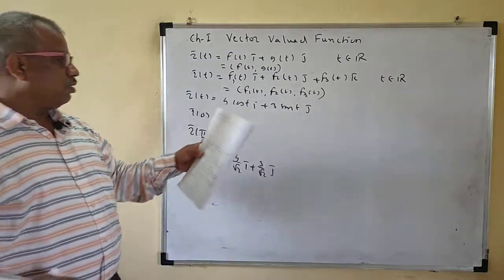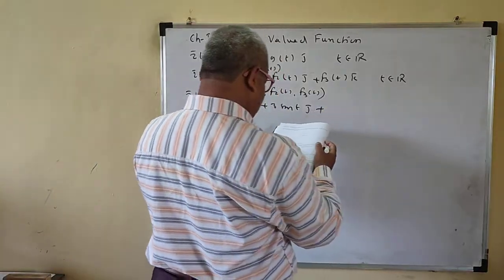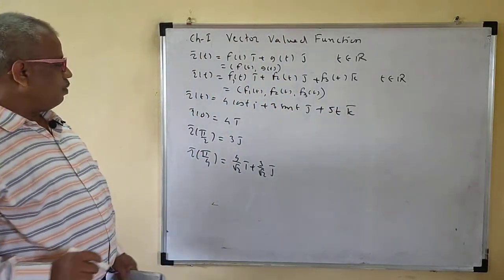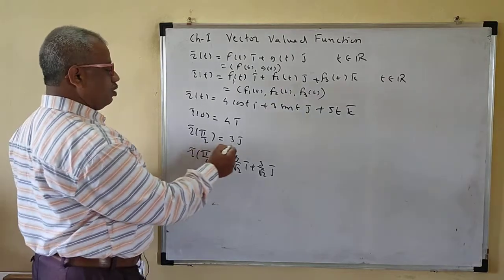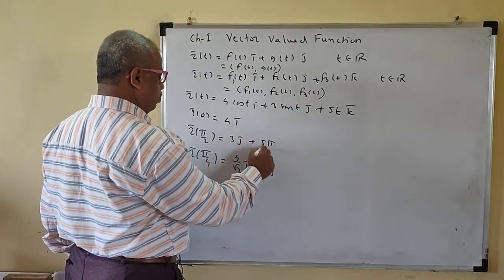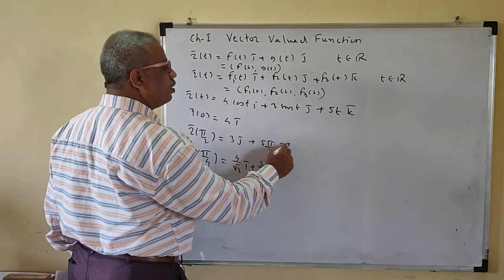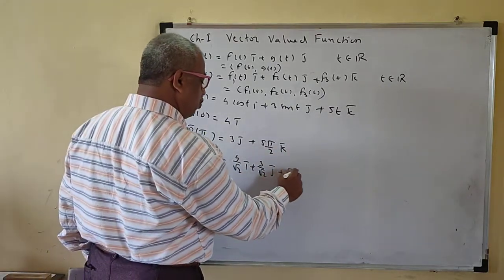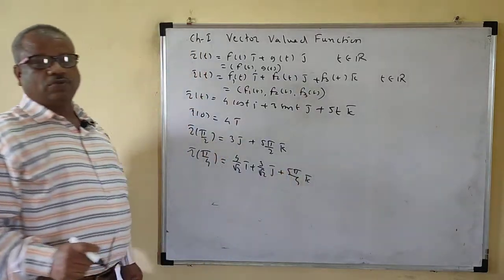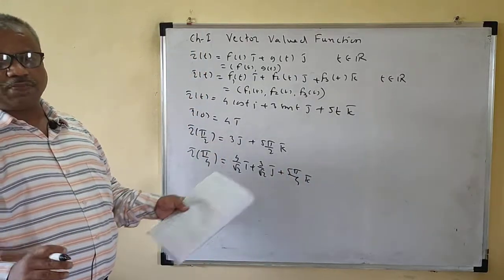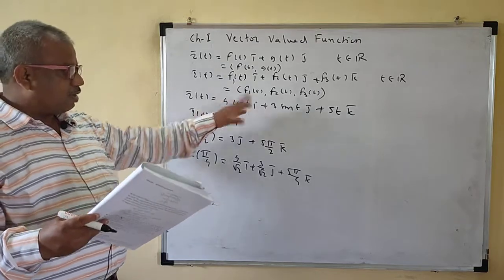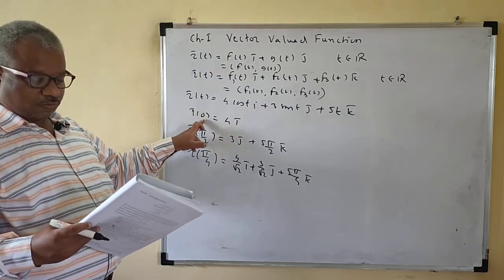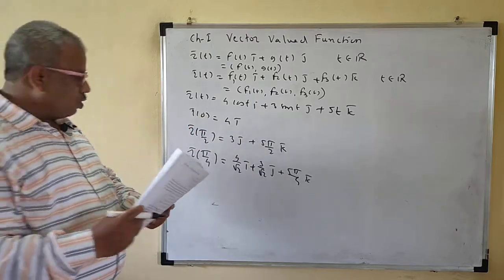Suppose here we have one more term, 5t k bar. Then at pi by 2 this is 5 pi by 2 k bar, and at pi by 4 this is 5 pi by 4 k bar. In this way, if the vector valued function is given, you can find the value of the vector. So this is R bar of 0, and you can do this.